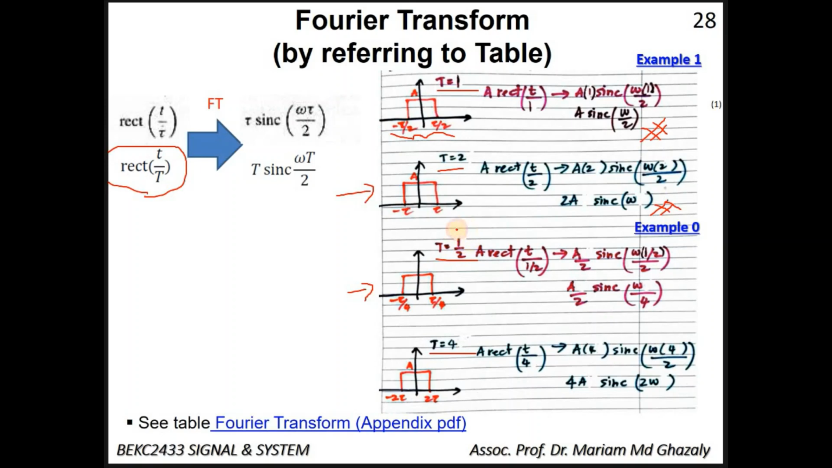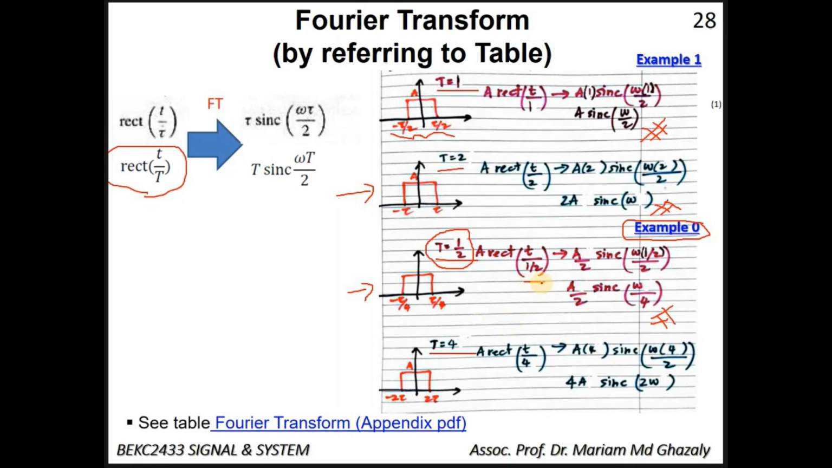Amplitude is A. So from here you have the t value is 1 over 2. Substitute the value of t, you will get t over 1 over 2, and the final answer you will get is A over 2 sin omega over 4. So this is similar to example 1 that you did in the previous slides.